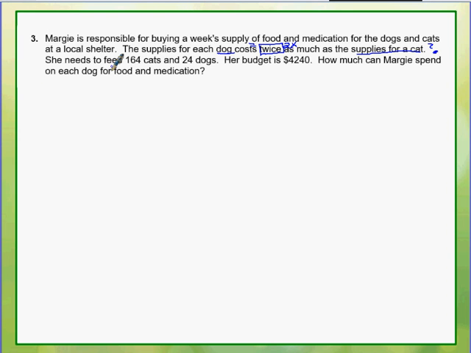She needs to feed 164 cats and 24 dogs. So 164 cats, 24 dogs. So cats, dogs. Her budget is $4,240. How much can she spend on each dog for food and medication? So let's start setting up our system.